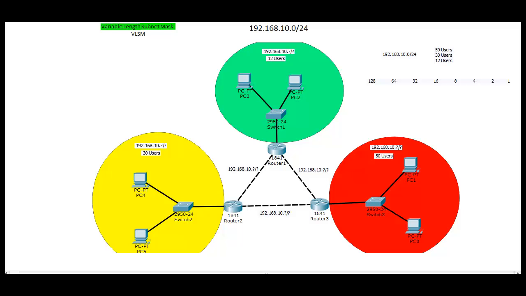My name is Eamon Ahmed. Today we're going to talk about VLSM, variable length subnet mask.